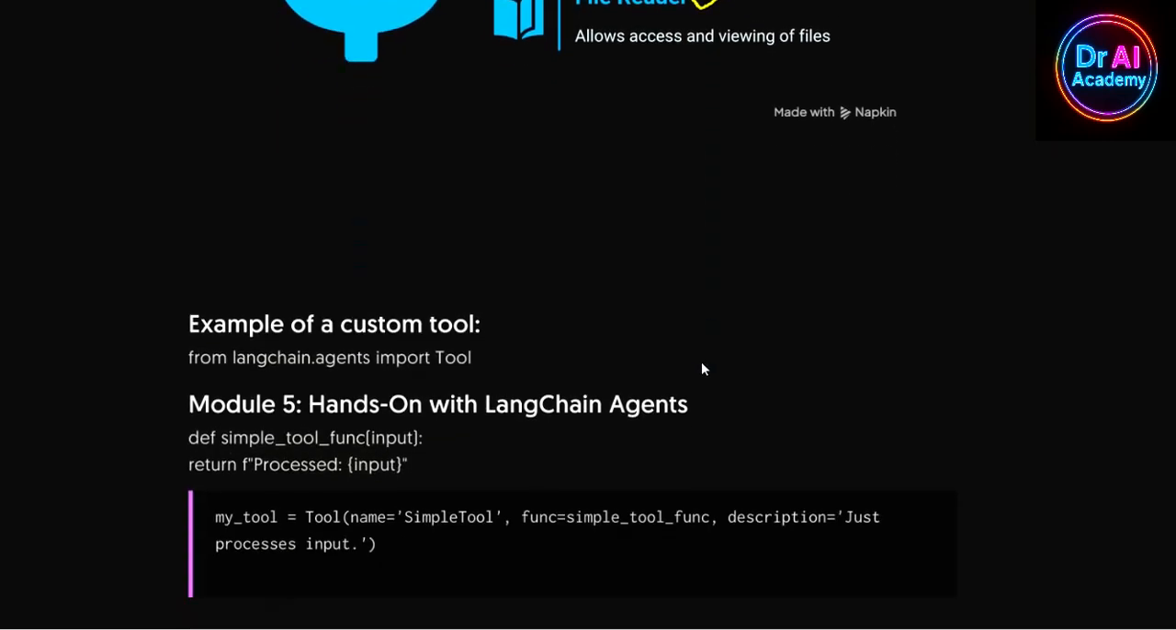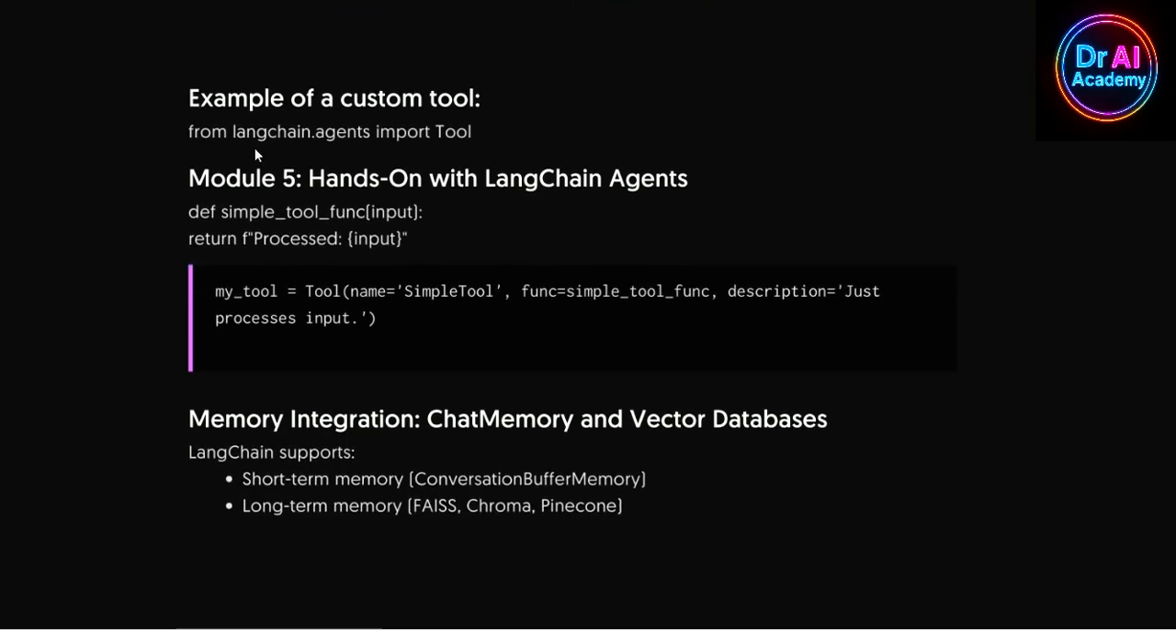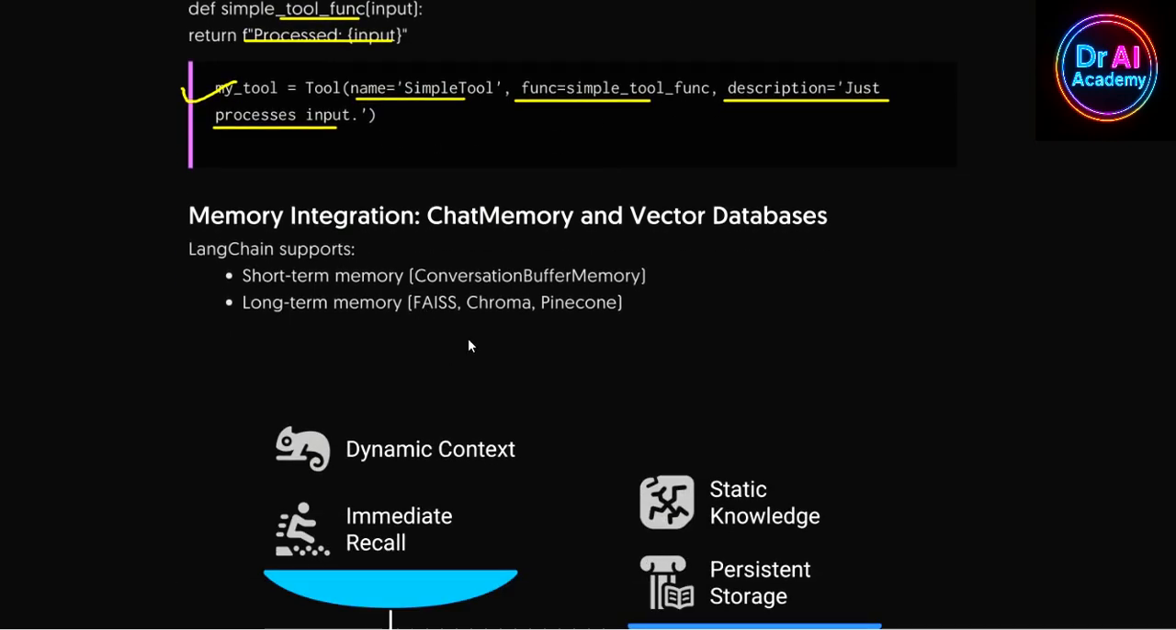You can create custom tools like this. From langchain.agents import Tool. def simple_tool_func(input): return f"Processed {input}". my_tool equals Tool(name equals "simple_tool", func equals simple_tool_func, description equals "Just processes input"). Tools are the hands and feet of your agent. They turn it from a chatbot into a doer. You can integrate APIs, scripts, Python functions, databases, basically anything that helps your agent accomplish tasks.